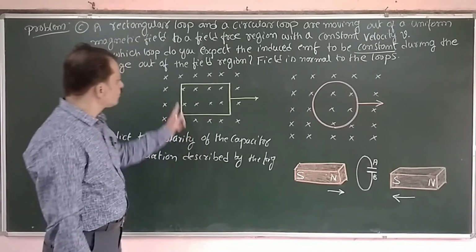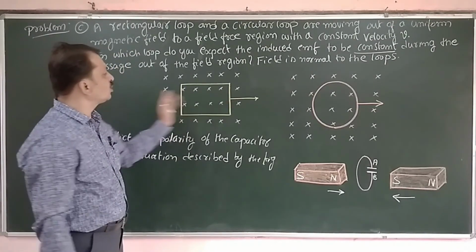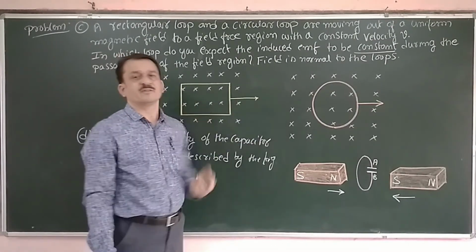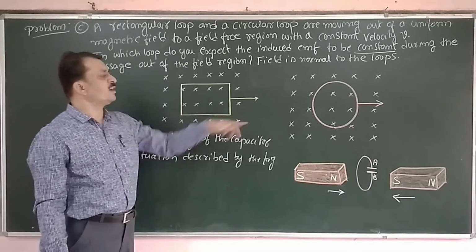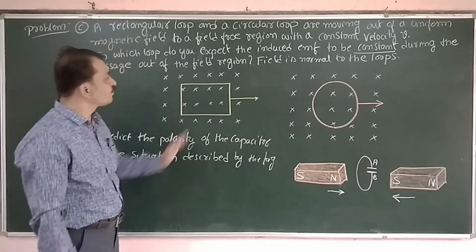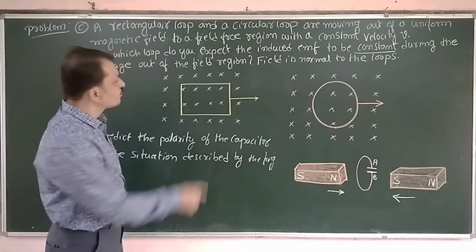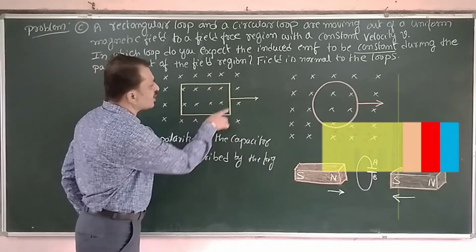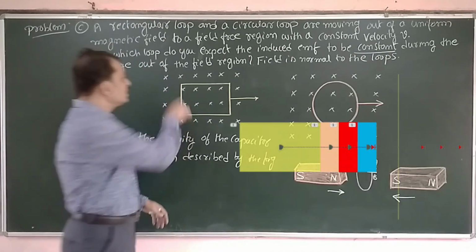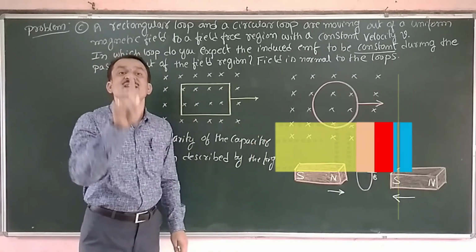Now look here, as and when the rectangular loop is moving away from the field region to a field free region, as it moves, the area of cross section in this rectangular shape is equal.